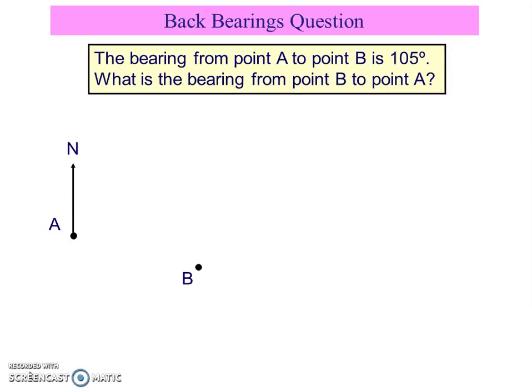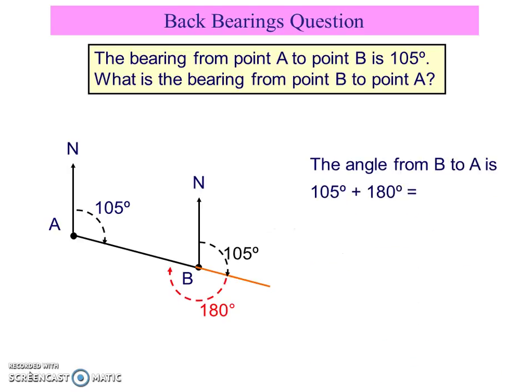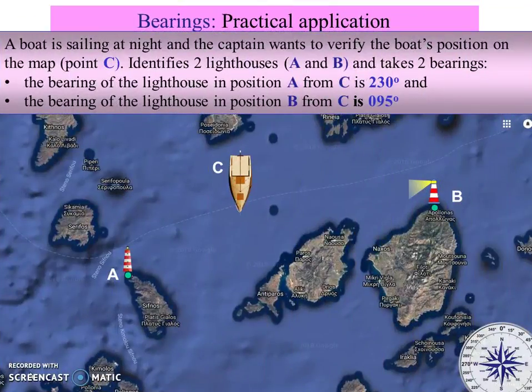So another question on back bearing: the bearing from A to B is 105 degrees. What's the bearing from point B to point A? So we join the two points with a straight line. We have corresponding angles. So this angle is 105. This is 180. So the back bearing is 285.